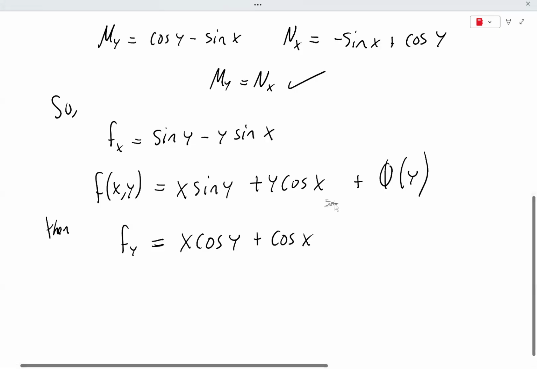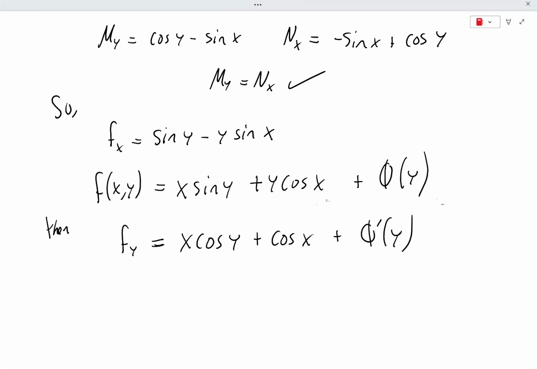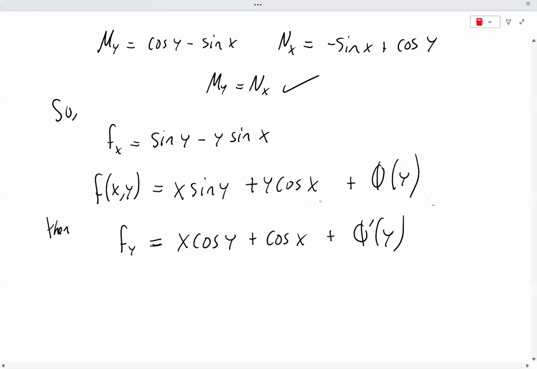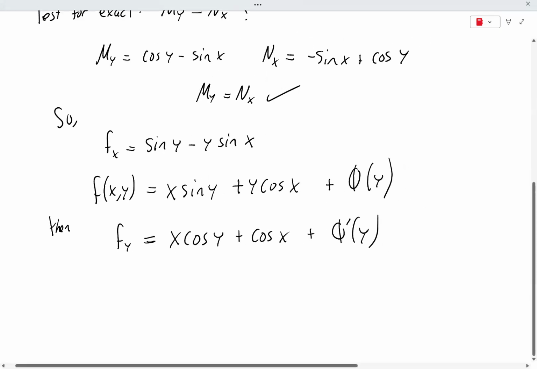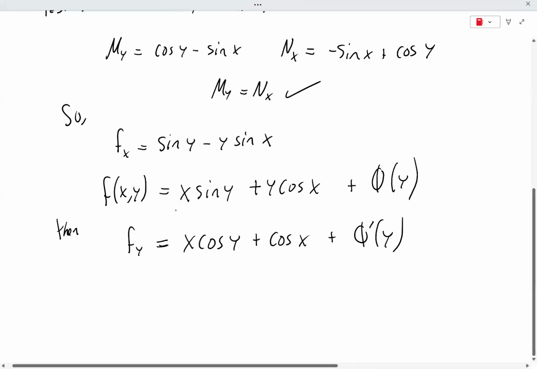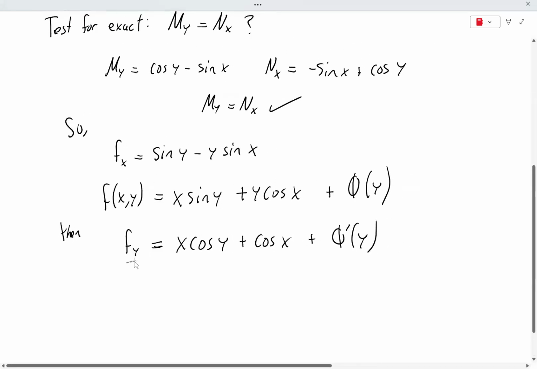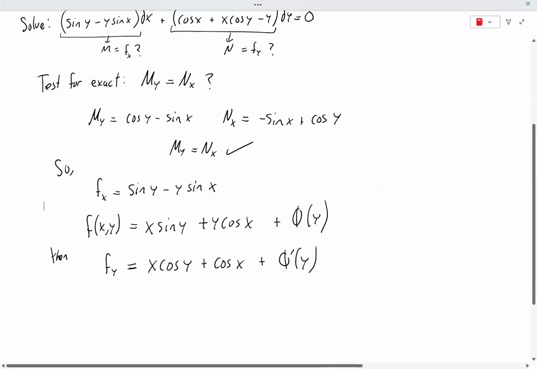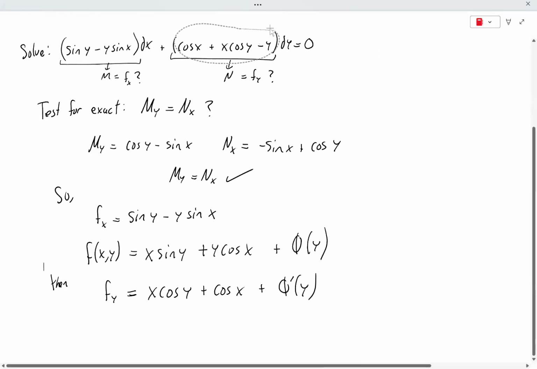Okay, we got that. And then over here, this is an ordinary derivative because it's just a function of y, right? So plus phi prime of y, call it like this. So you got that here. Okay, anything else so far? Now the other thing we know, from taking the derivative, is that f sub y has got to be this expression up here.